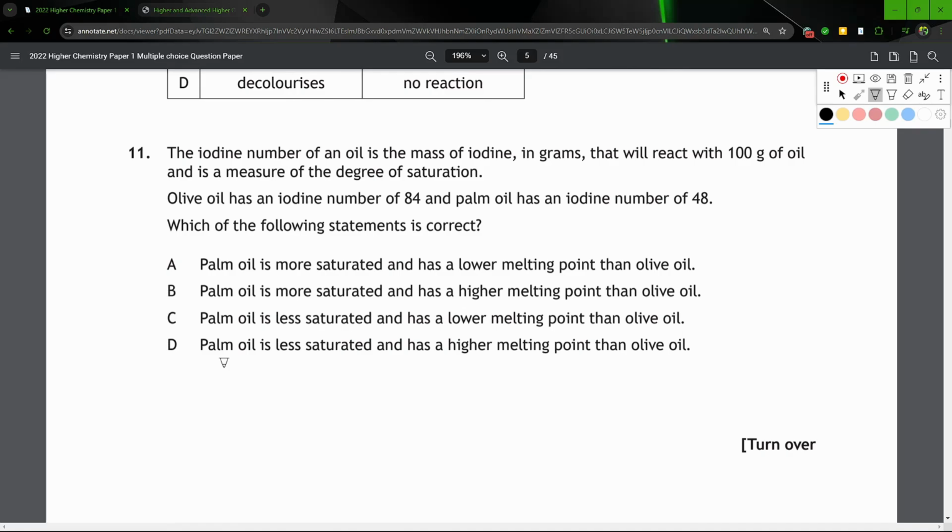11. The iodine number of an oil is the mass of iodine in grams that will react with 100 grams of oil as a measure of degree of unsaturation. Olive oil has an iodine number of 84 and palm oil has an iodine number of 48. Which of the following statements is correct? Okay, so iodine is quite similar to bromine, which means the more iodine you can react, the more unsaturated a molecule is. So use that information. Which one of these statements will be correct?